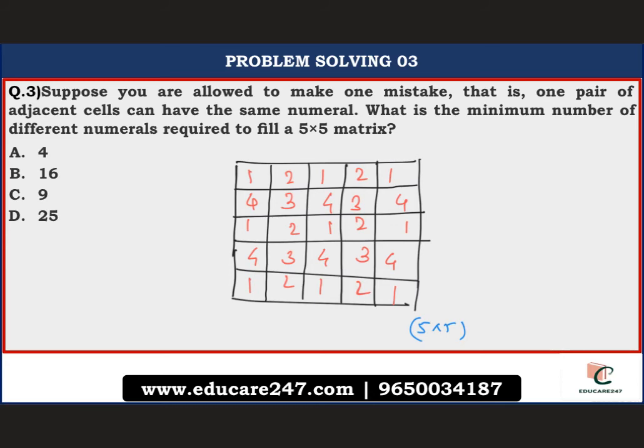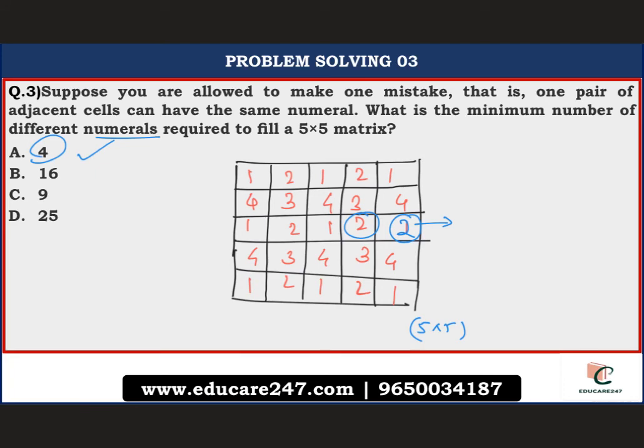But let's suppose I commit a mistake. All right. Instead of getting this, let's suppose here instead of this 1, I write over here 2. So what happens is I have committed one mistake because I have placed the same numerical adjacent to that cell, right? But still all others remain the same and still do not violate the condition as per the question. Hence, the minimum number of different numerals required to fill a 5 by 5 matrix is 4 only. The correct answer is option number A.